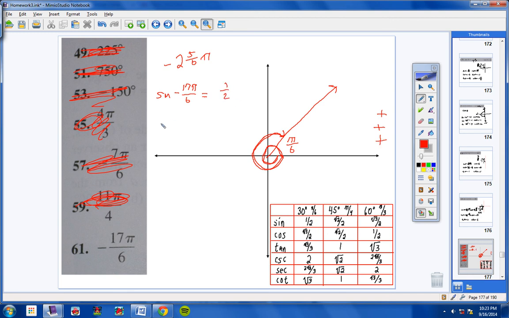So the sine of pi over 6 would be 1/2. The cosine of negative 17 pi over 6 would be the same thing as the cosine of pi over 6, as long as you remember that you're positive, and that would be square root of 3 over 2. And then tangent of negative 17 pi over 6 would be the same thing as the tangent of pi over 6, as long as you remember it's positive. And so the tangent of pi over 6 would be square root of 3 over 3.